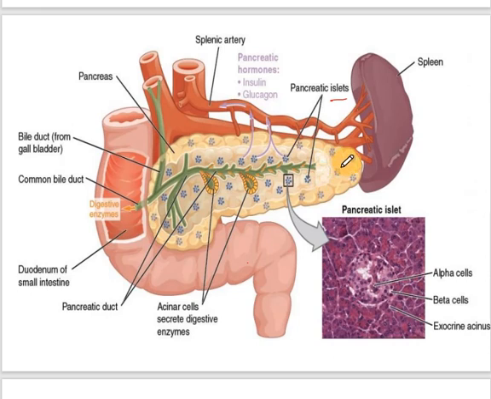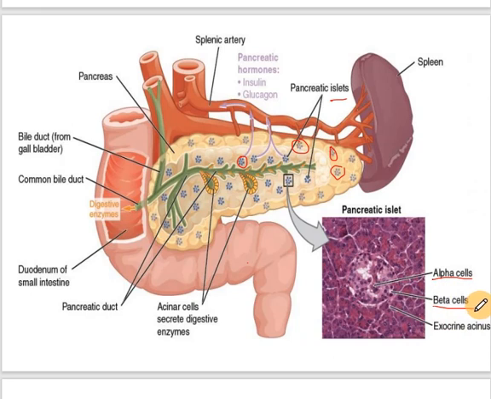Shown here are the islets of the pancreas. This islet plays no role in the production of enzymes. These islets are cells found inside the pancreas that come in two forms. The cells of the islet can either be alpha cells or beta cells.